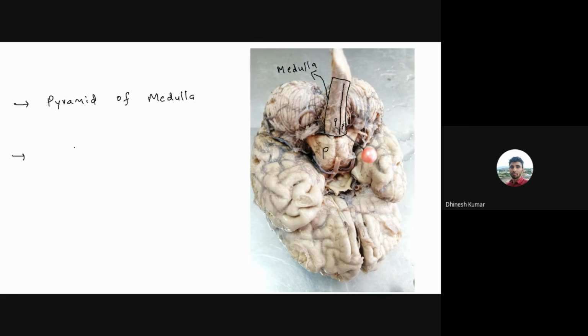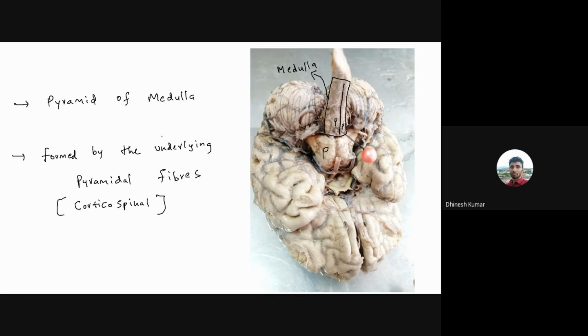And any idea how these elevations called pyramids are produced? Yes, they are formed by the underlying pyramidal fibers. What is another name for the pyramidal tract? Yes, corticospinal tract or corticospinal fibers. Okay, so pyramids are elevations produced by the underlying pyramidal fibers or corticospinal fibers.